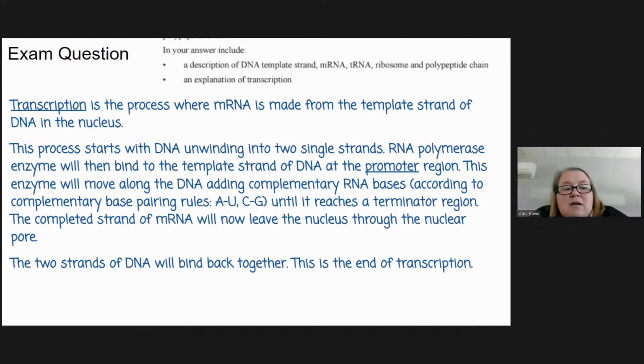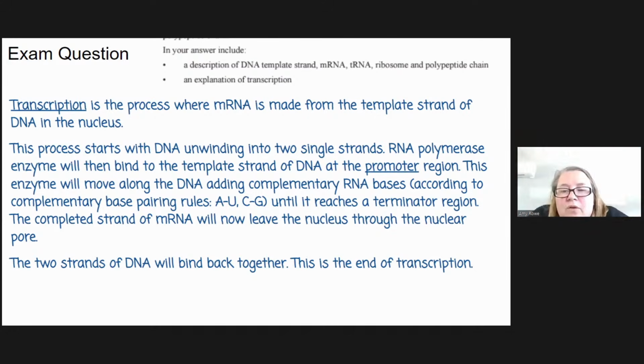RNA polymerase enzyme will then bind to the template strand of DNA at the promoter region. The enzyme then moves along the DNA, adding complementary RNA bases, according to the complementary base pairing rules, until it reaches a terminator region. The completed strand of mRNA will now leave the nucleus through the nuclear pore. The 2 strands of DNA will then anneal back together, and this is the end of transcription.